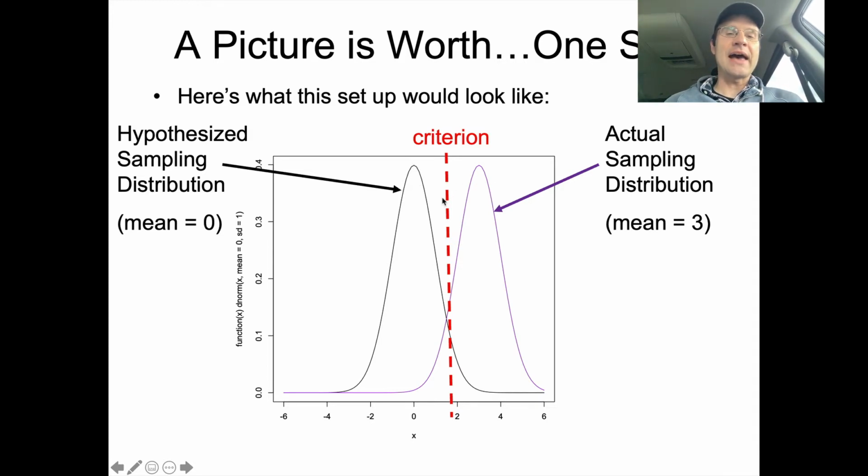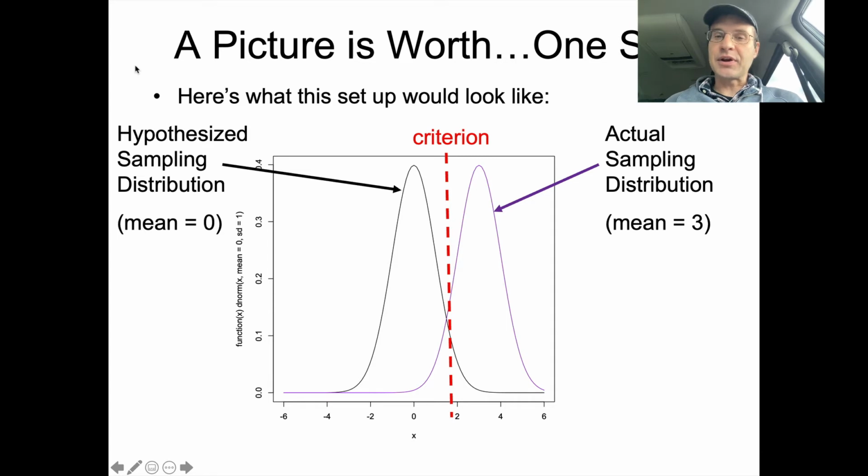And then on the basis of that and what we see from the standard deviation of our sample, we put the criterion here. And basically, everything on the right side of this red line, if we get a sample mean on that right side of the red line, we're going to reject the null hypothesis. And if we get a sample mean on the left side of our criterion line, then we're going to accept the null hypothesis.